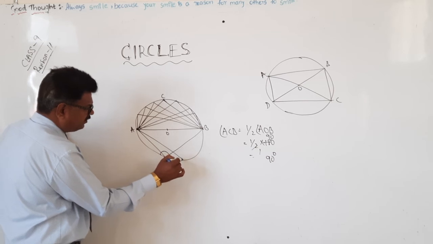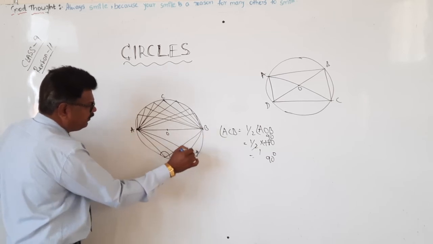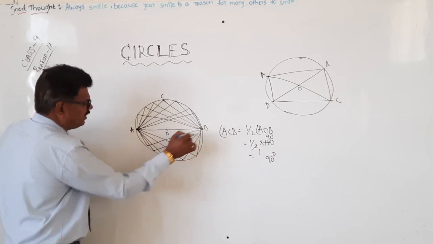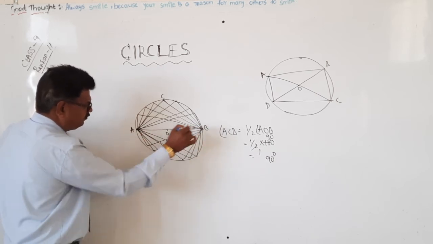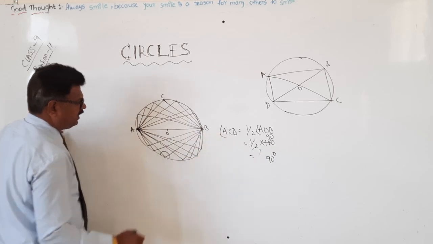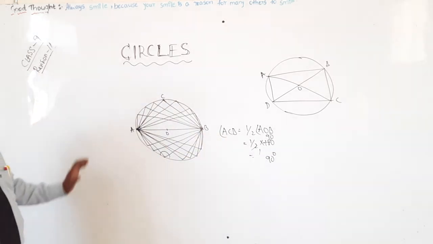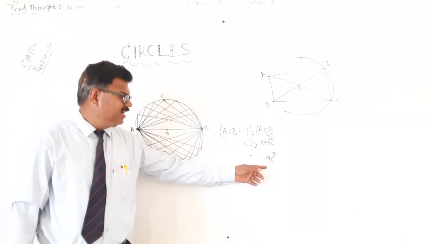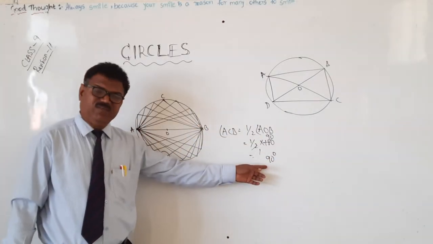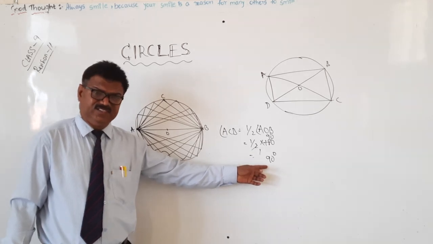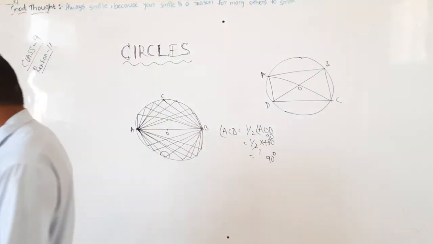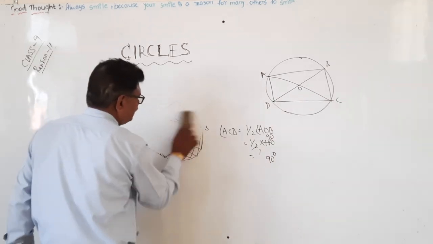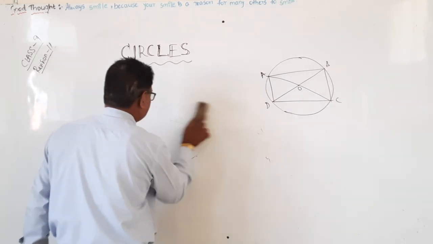Wherever you take it, the point should be in the semicircle, like this. Therefore, what we came to know is that the angle in a semicircle is always 90 degrees. Did you understand? If you know this, then this problem is very simple. After knowing this, we come to this problem.